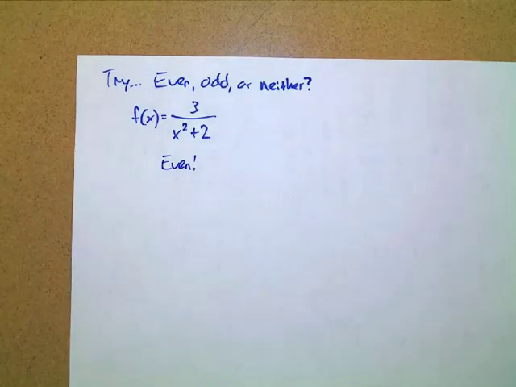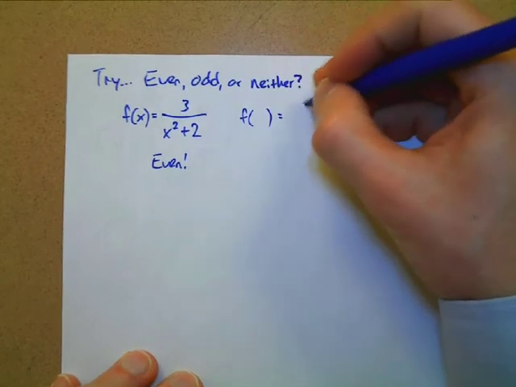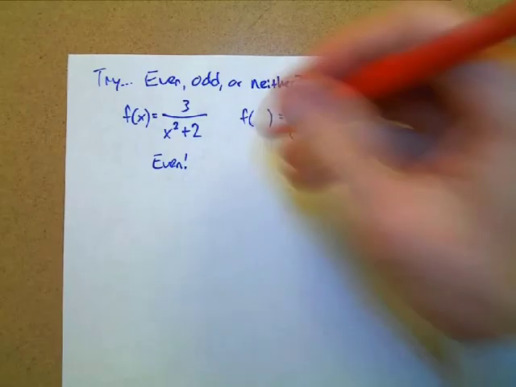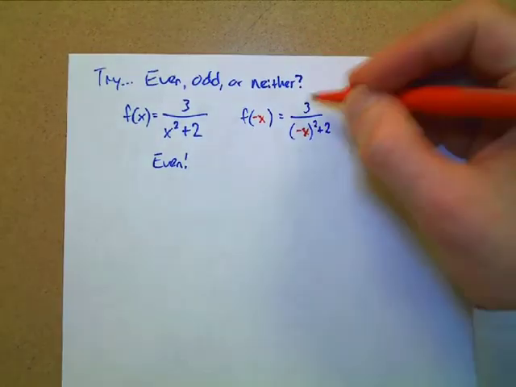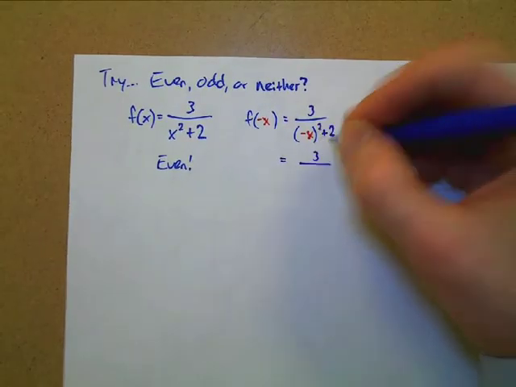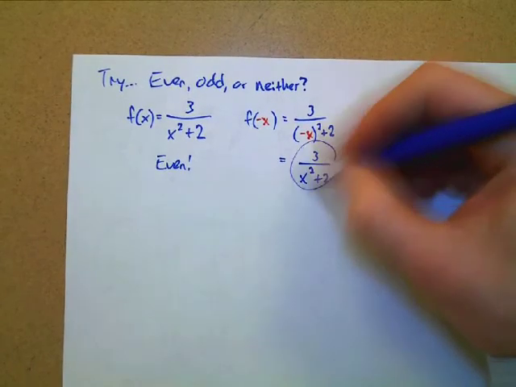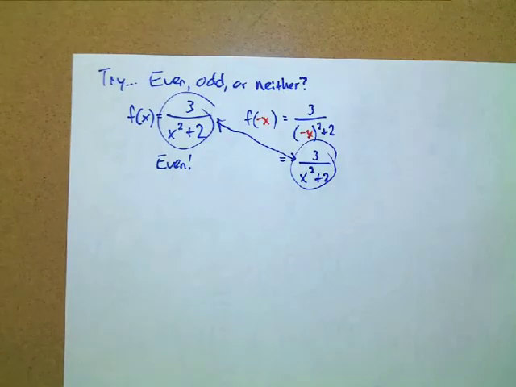So just real quick, we're going to plug in negative x here for all of our x values. And so we end up with 3 in the numerator. Negative x times negative x is positive x squared plus 2. And so we end up with the exact same result. So it is even.